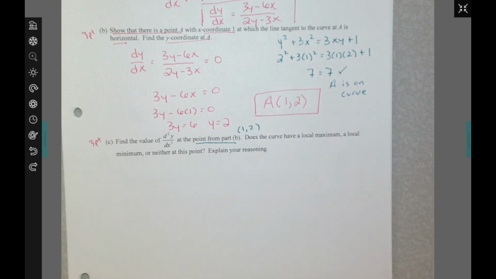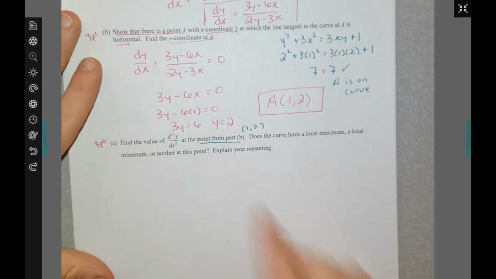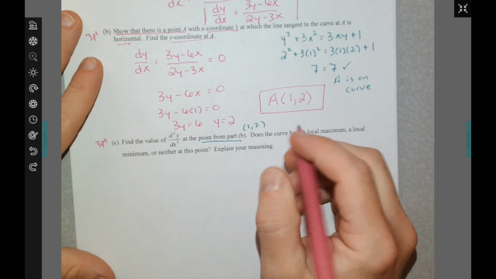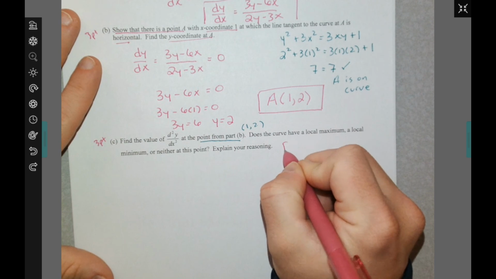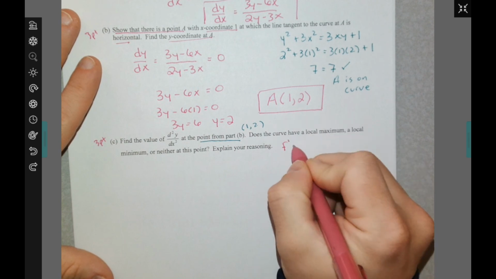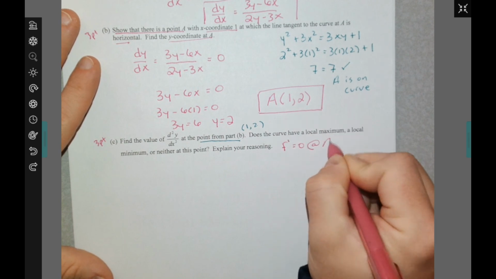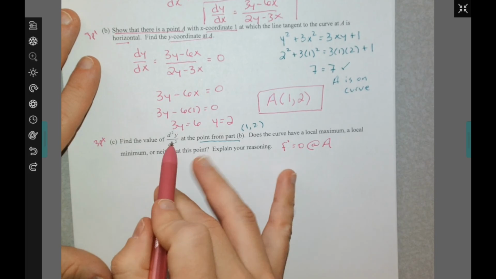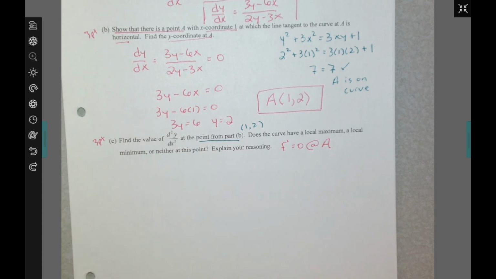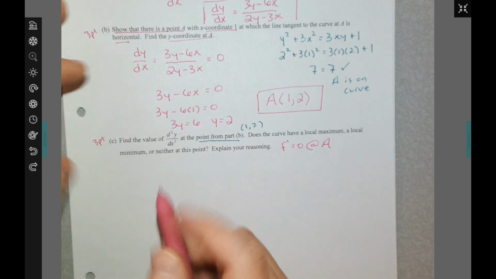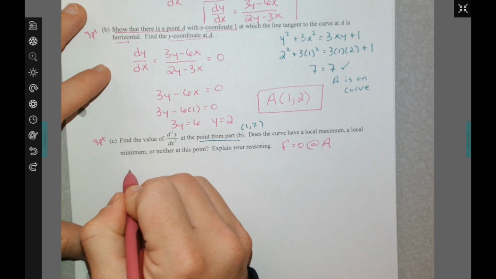You want to know, does the curve have a local max, local min, or neither at this point? Explain your reasoning. So this is where we need to start thinking through it, okay? At the point from part B, it's a horizontal tangent line, so I know right away that f prime equals 0 at point A. So we got that going on. And in this problem, they ask you for the second derivative. So if they ask me the second derivative, we're doing the second derivative test we just learned, okay? So let's go ahead and do that.